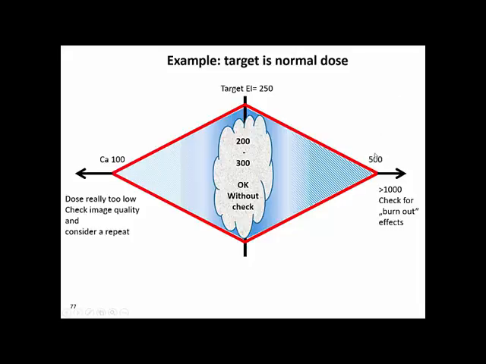And 500 is a limit that we see. Above 500, this area again, we would call it unnecessary high dose. But this number, like more than 1000, is really a fixed value where the detector might go into the nonlinear behavior of burnout effects.